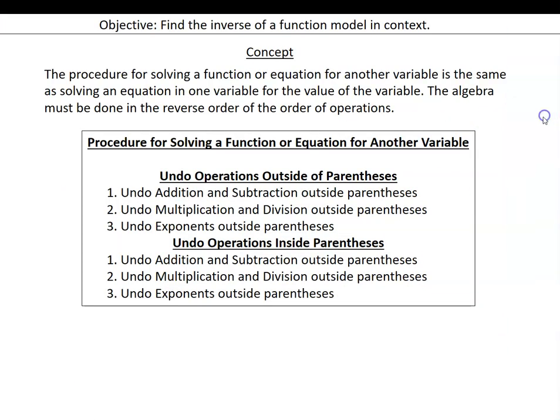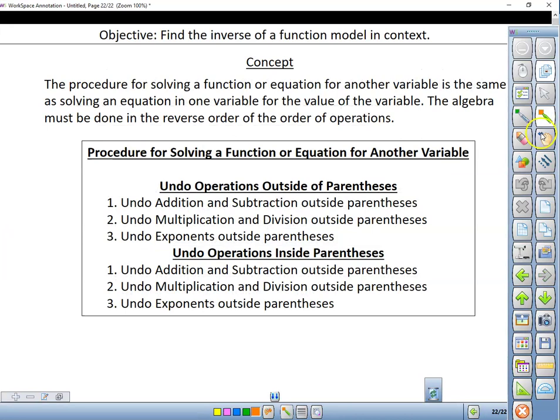All right, and then this is just for reference. It's our undoing algebra, which again uses that reverse order of operations. Here it is actually outlined for you. We have talked about this and been using this for quite some time now.